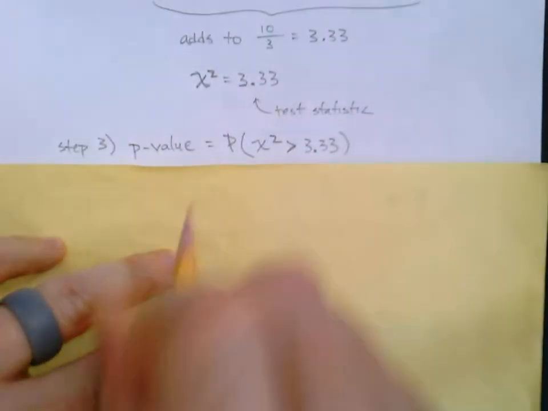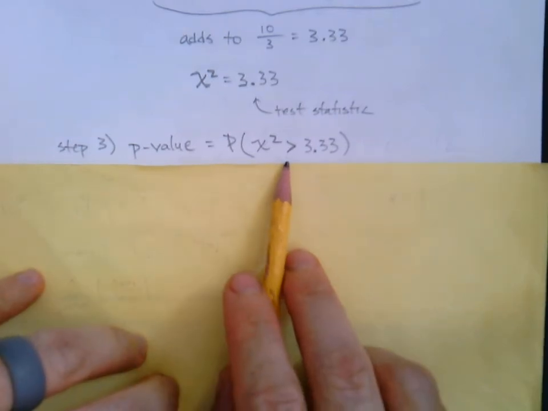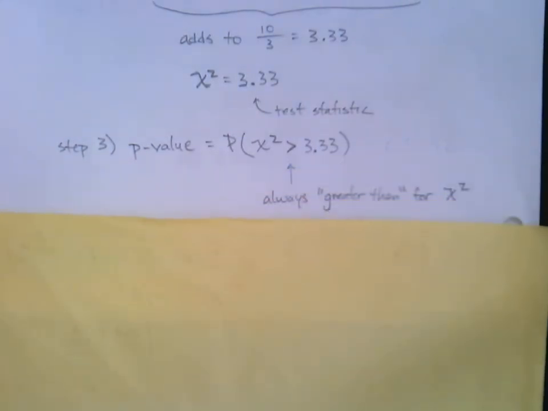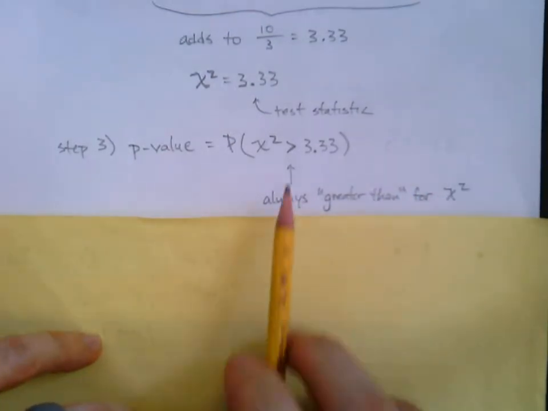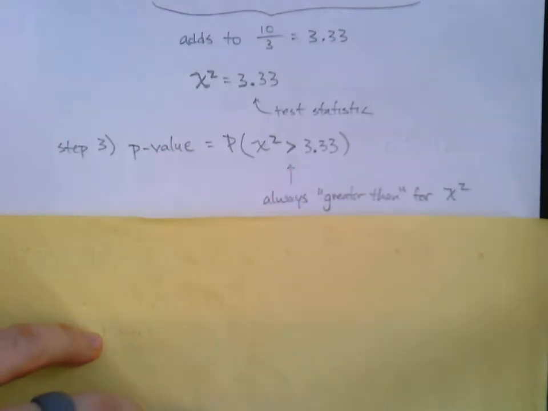for chi-square, this is really nice. It's always greater than. Always. It's just the way the distribution works. And we'll see that in the graph of chi-square. Always. Every problem. It's always a greater than.